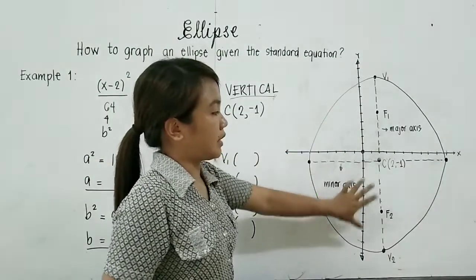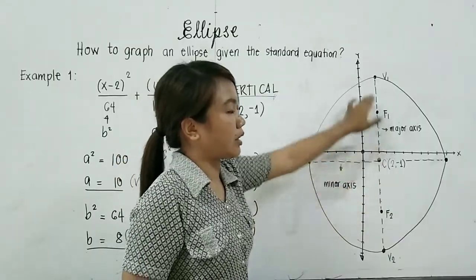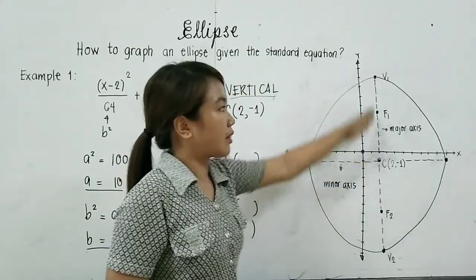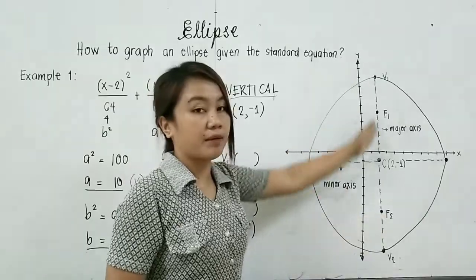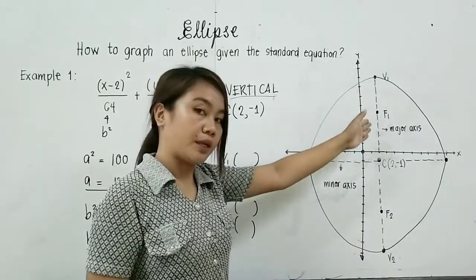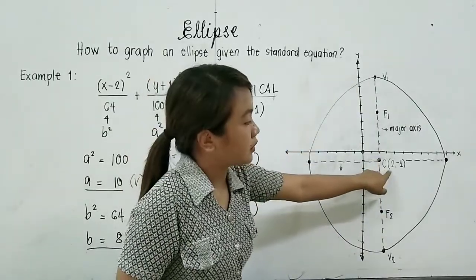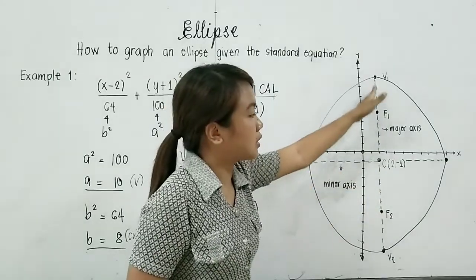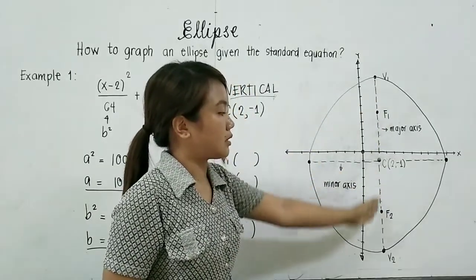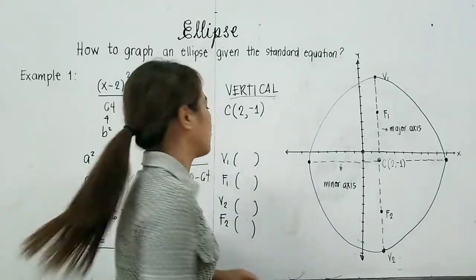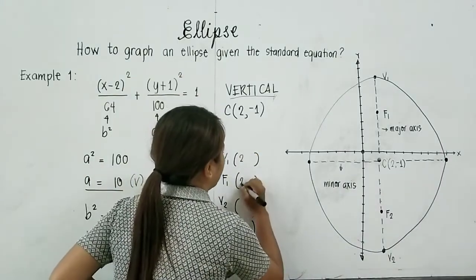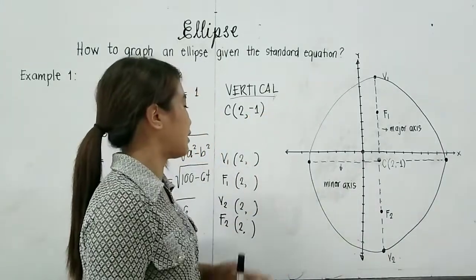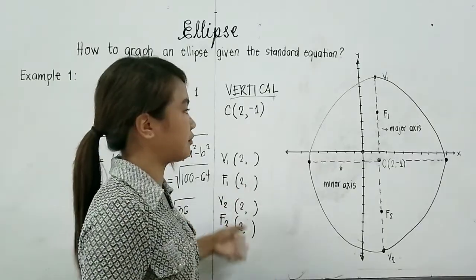Since our foci and our vertices are aligned with our center, we can expect that the x-coordinates of these 4 points are the same. So x of the center is 2, therefore the x-coordinate of the foci and the vertices is also 2. So we can write 2, and we will just have to find the y-coordinates of these 4 points.